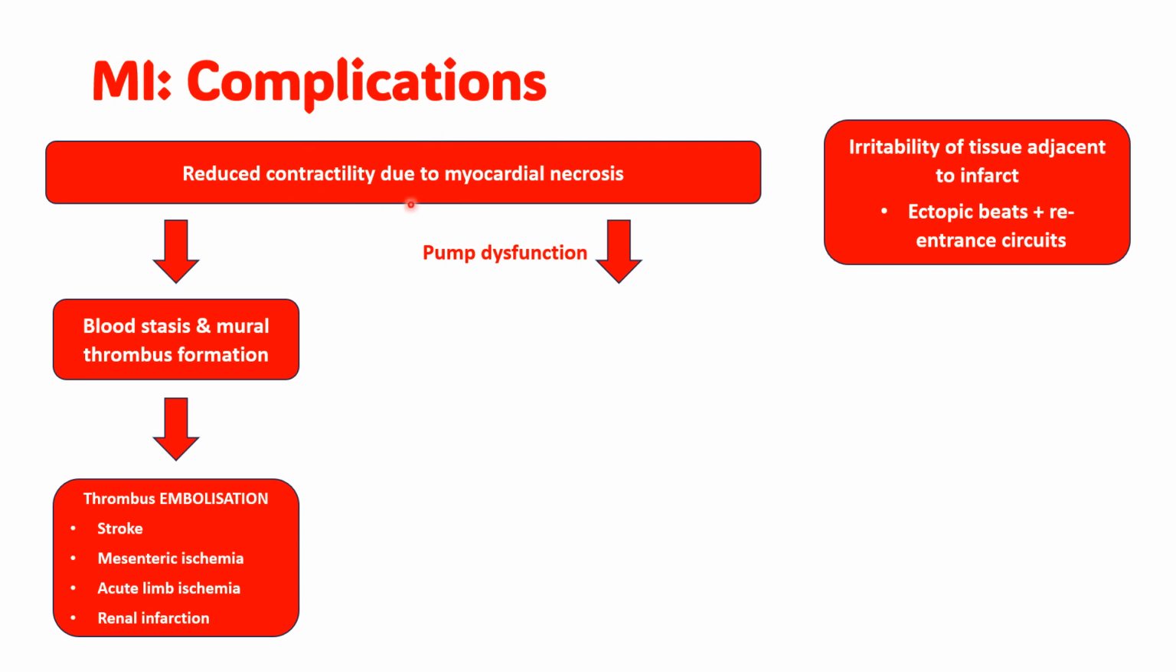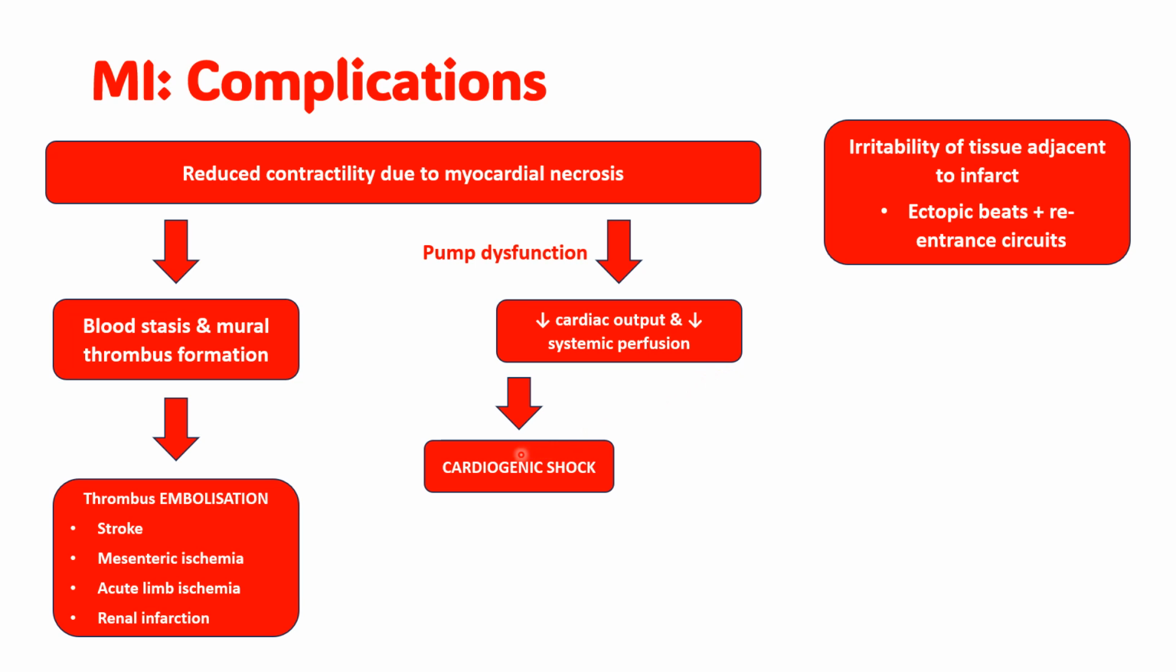And then because we have reduced contractility, we have pump dysfunction. So the pump is dysfunctional. So therefore we have reduced cardiac output and systemic perfusion. And this can lead to cardiogenic shock, which in turn leads to systemic organ failure, because the organs aren't receiving the blood containing the oxygen that they need to function.